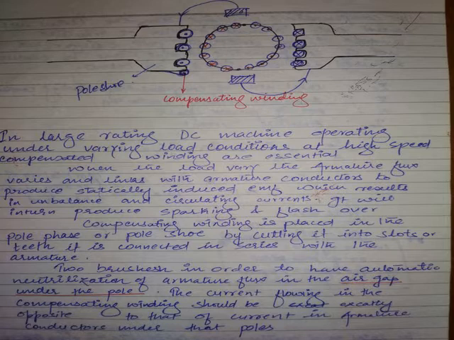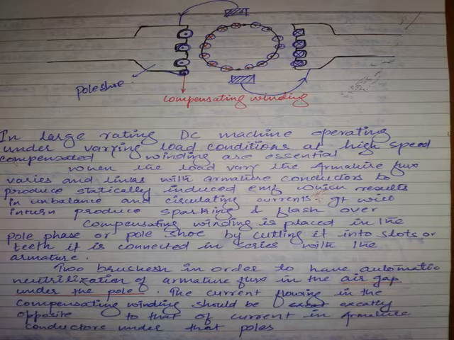So both currents are proportional to each other, and since they are in series, if this current increases, this current also increases. This clockwise flux increases, anticlockwise flux also increases. If clockwise flux decreases, anticlockwise flux also decreases. So is this neutralization automatic or not? Once you fix the correct number of conductors and design the machine, if you leave it at any load, at any point, any condition, automatically both the fluxes will cancel. That is what is known as automatic neutralization.